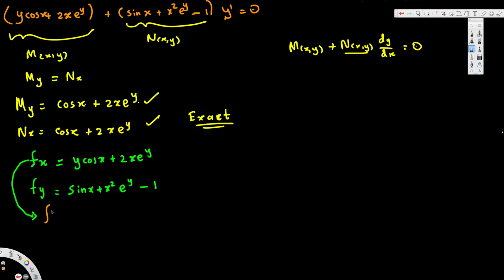Okay, so if we integrate this function with respect to x, we will get a function f of x, y. I saw the integration first. For f of x, we have to take the partial integration with respect to x, and then on the other side we have to do the same thing: the partial derivative of this whole thing with respect to x, y cos x plus 2x e power y dx.